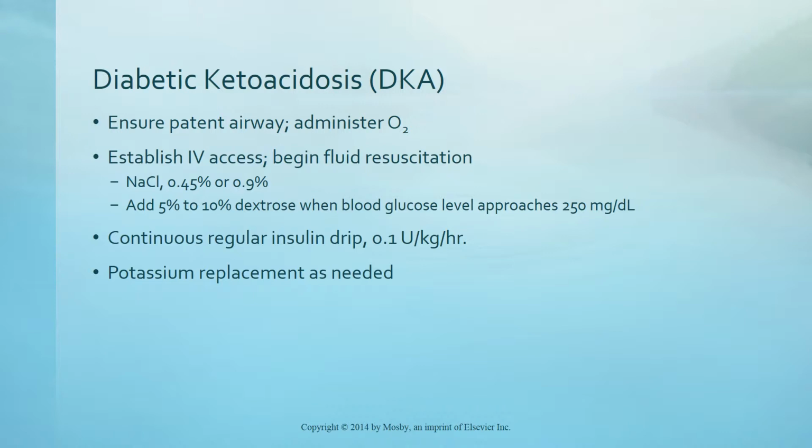When blood glucose levels approach around 250, 5 to 10% dextrose is added to our fluid regimen. The reason we do that is because we want to prevent a sudden drop in glucose. Our body hates to be flip-flopped. It does not like that. So as soon as our blood glucose levels go down to 250, we are going to add that 5 to 10% dextrose, and that's going to be on some form of protocol. Most hospitals have protocols when they treat these diseases.